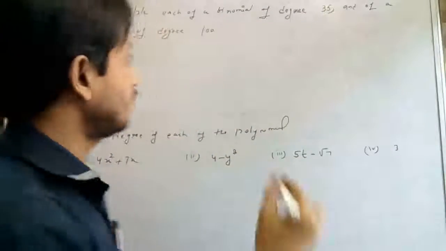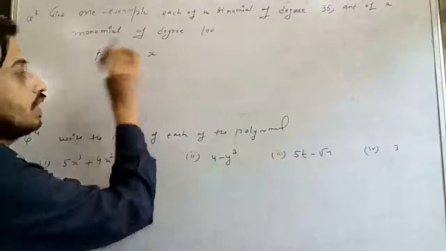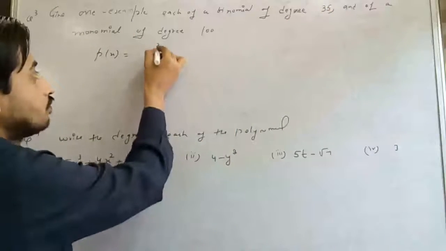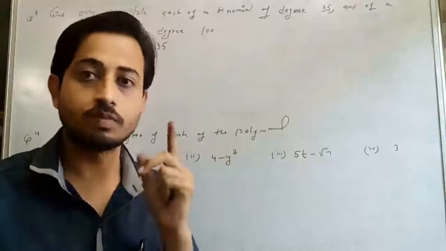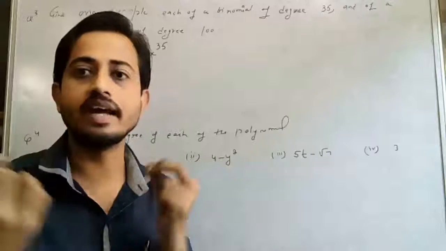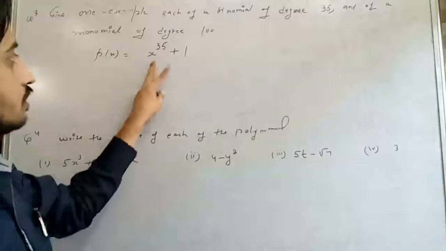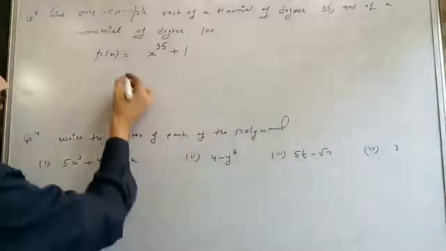It means we have to take a polynomial which has a degree of 35. I'm taking a polynomial p of x, and the power must be 35. So one term must be x raised to the power 35. The other term you can write as any one. For example, I can write 1. This is an example of a binomial. You can take another example.